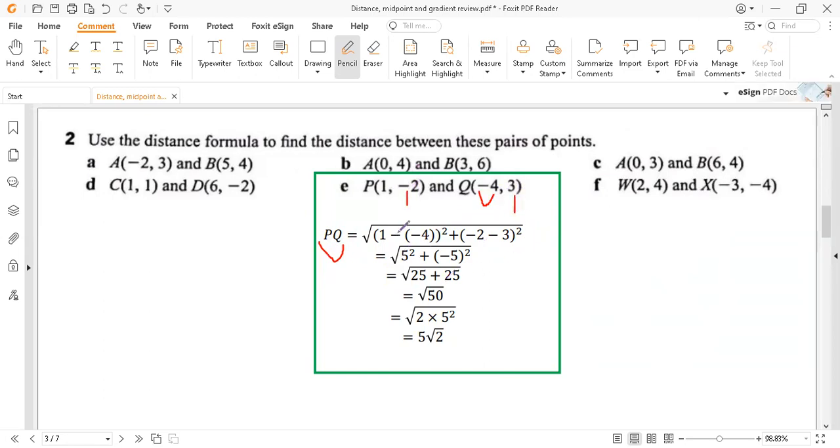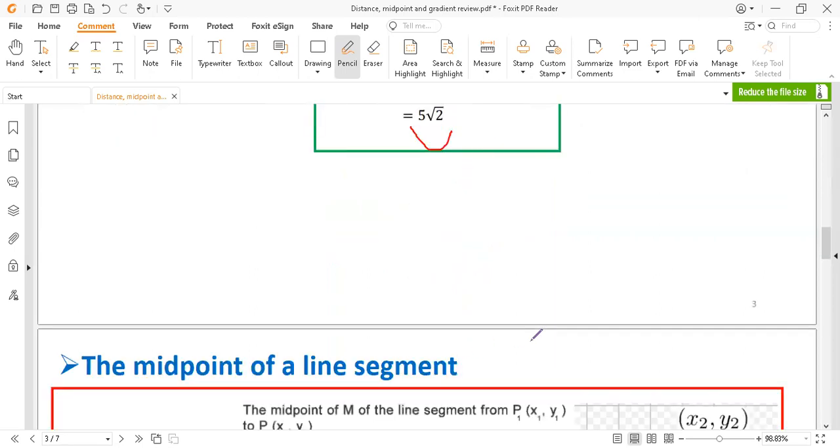Normally we obtain minus inside the first squared group. Minus minus is equal to plus, so 1 plus 4 is 5, squared, plus 5 squared. So we obtain radical 50, and if we decompose radical 50 into prime factors, we obtain 5 radical 2 units of length.